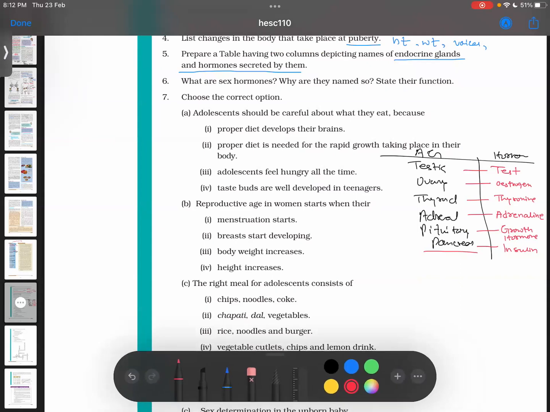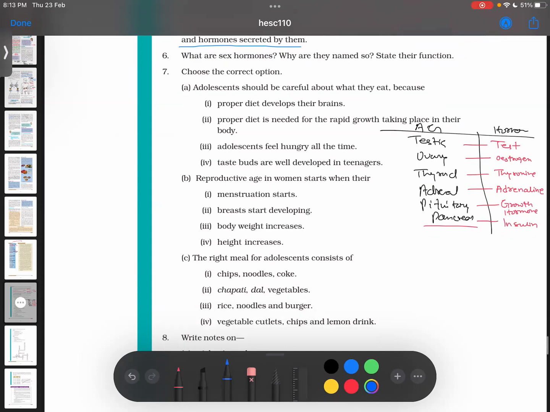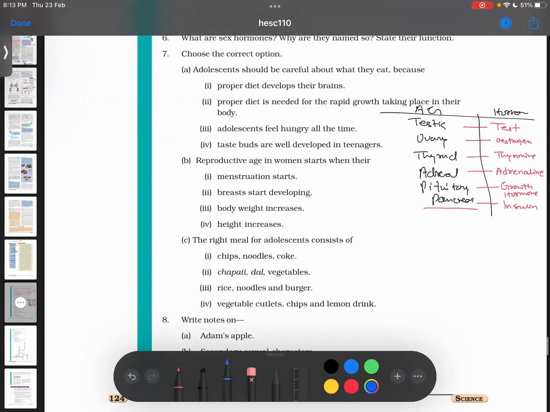Next, you have to choose the correct option. These are the general ones. Do them yourself now. Adolescents should be careful about what they eat because proper diet is needed for the rapid growth taking place in their body. Okay.